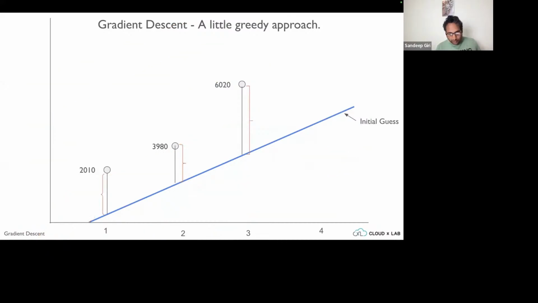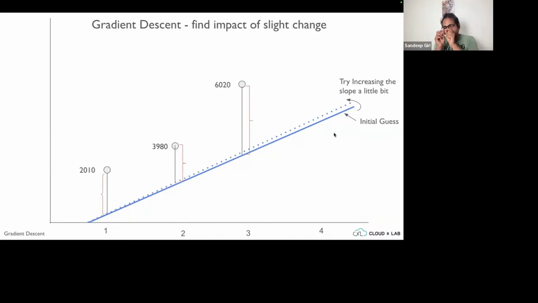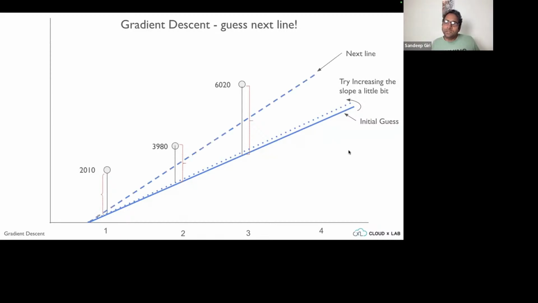Got it. Now here is an interesting part. So what we do in gradient descent is that we take an initial guess, a random guess, just draw any line. And then we try to lift it a little bit, meaning change the slope a little bit, increase the slope a tiny little bit, 0.001. Okay. Observe whether increasing the slope did a good job or bad job.